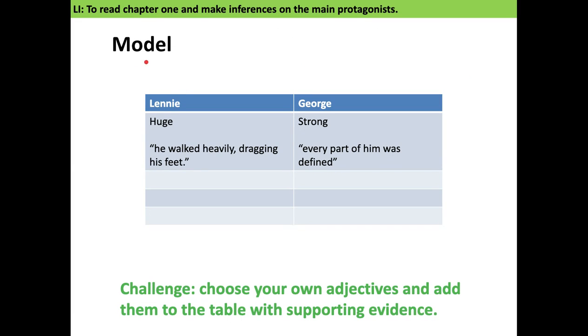Here on the final slide, I've given you a model of how I want you to lay it out. You've got a table, one side for Lenny, one side for George, and I've given you an idea of what I want you to put for your inferences. So I've gone for the adjective huge for Lenny, and my quote to support my inference is "he walked heavily, dragging his feet," which is a quote directly from Chapter 1. And again, I've done the same for George. I've got the adjective strong, and I have got my quote from Chapter 1 to support my inference: "Every part of him was defined."